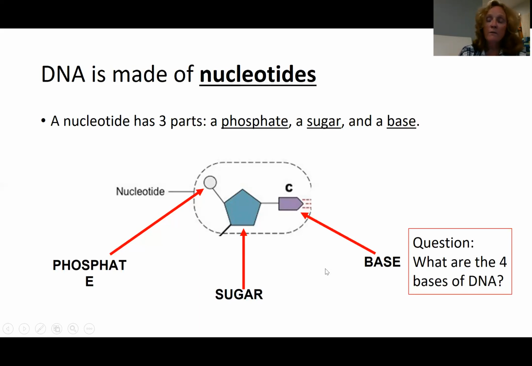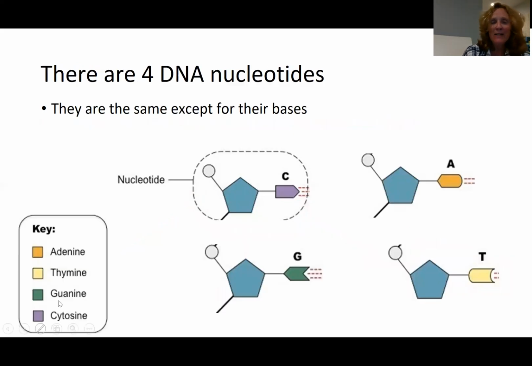Now, what are the 4 bases of DNA? Do you know what those are? Take a moment and write them down. What are the 4? And there's 4 letters. Did you get them? Did you know that you're dealing with adenine, thymine, cytosine, and guanine, right? ATCG. Okay, so adenine, thymine, guanine, and cytosine.